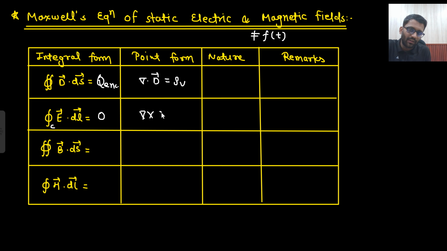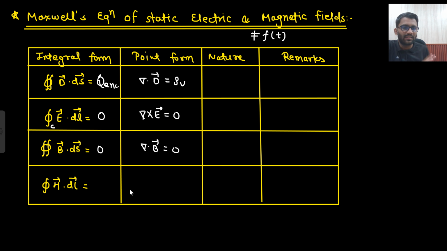So del cross E is equal to 0. B dot ds equals what? B dot ds is equal to 0. And from here what did you get to know? That my del dot B is equal to 0. Why is that so? Because whatever field lines go out, the same will come in. So B dot ds is equal to 0.